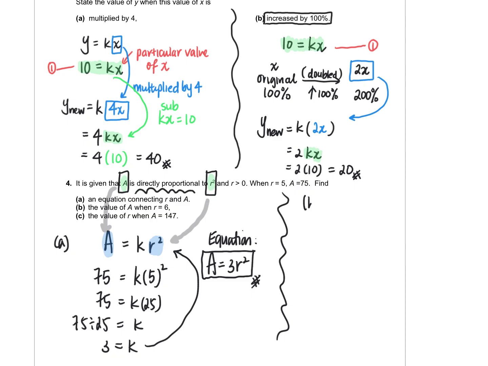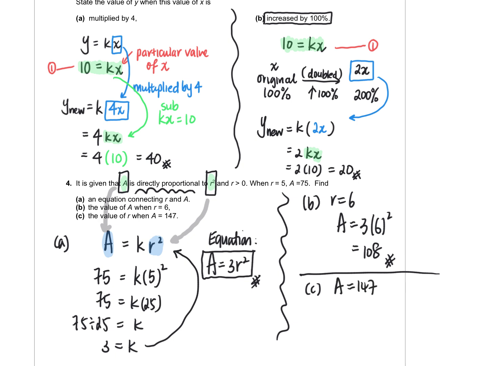Okay, part B, same thing. They tell me that R is 6. So use the same formula. Nothing scary. Just use the same formula. So it's 108. Okay, when they tell you A is 147, just use the same formula. So 147 divided by 3, you get 49.